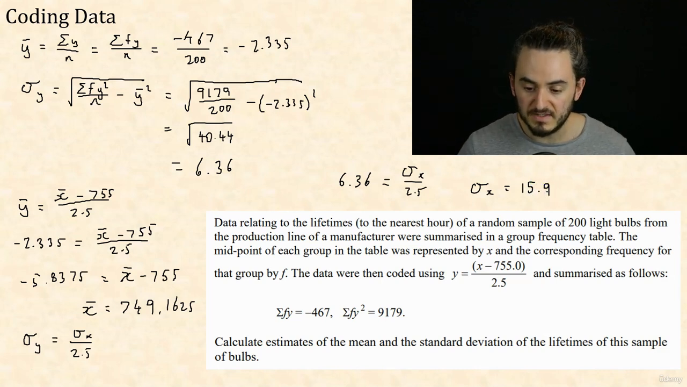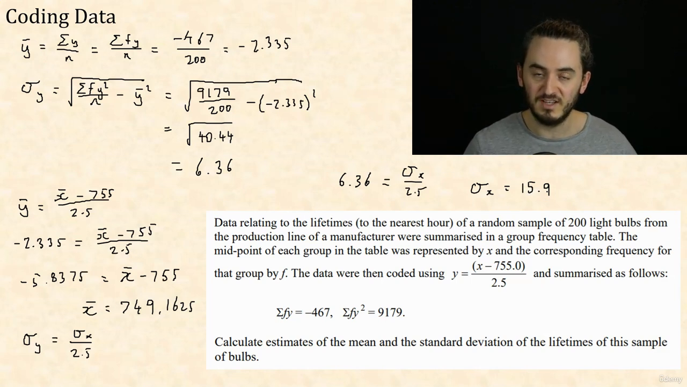We've now got the mean and standard deviation of the lifetime of bulbs. And again, we use the summary statistics to work out the mean and standard deviation of y. And then we use the coding formula to undo that coding and figure out what the mean and standard deviation was of our original data.